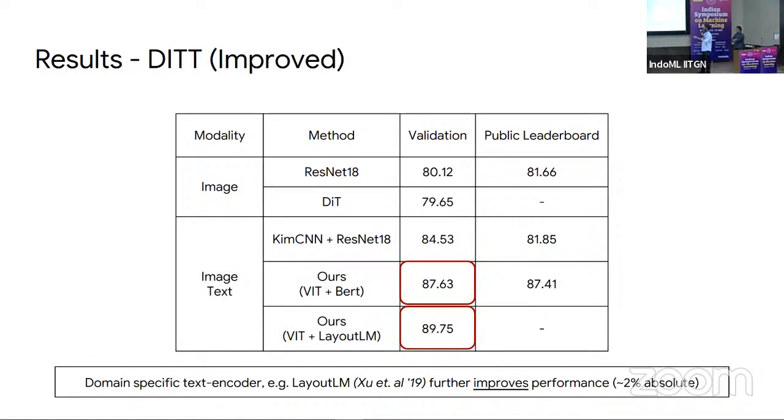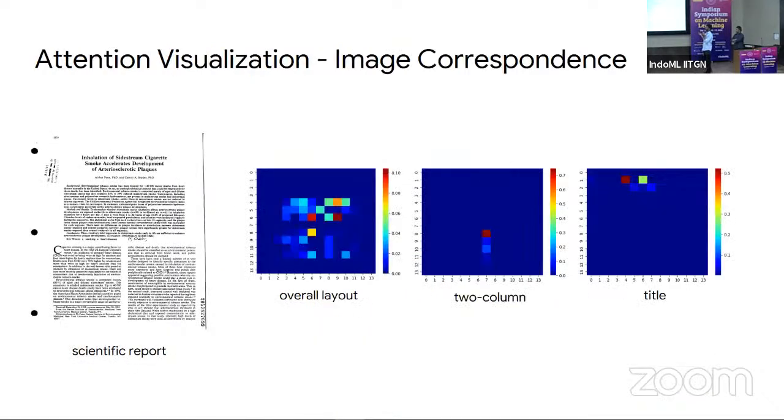For example, if you use the LayoutLM, which is a BERT model trained on images, on text from documents, it further improves performance by at least 2%. We then visualize or try to infer what the model learns.